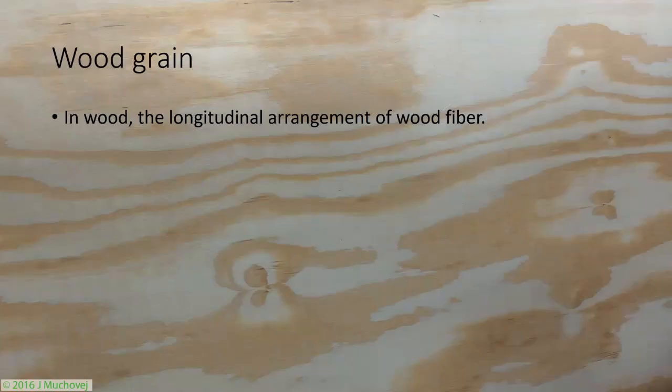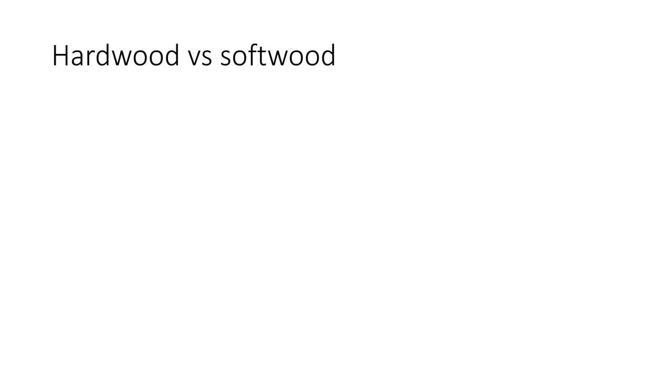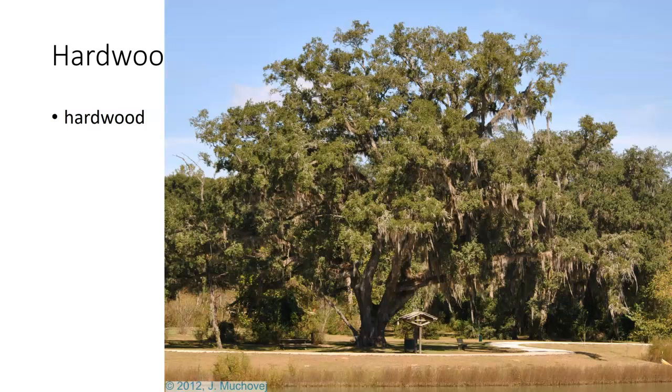This is a piece of plywood where it's been cut off in a thin layer from a rotating trunk of wood. You can see the grain in it and the patterns of the growth rings. We talk about hardwood versus softwood. This really has little to do with how hard or soft it is, but this is more of a botanical separation. Hardwood is defined as wood that comes from a dicot type tree.